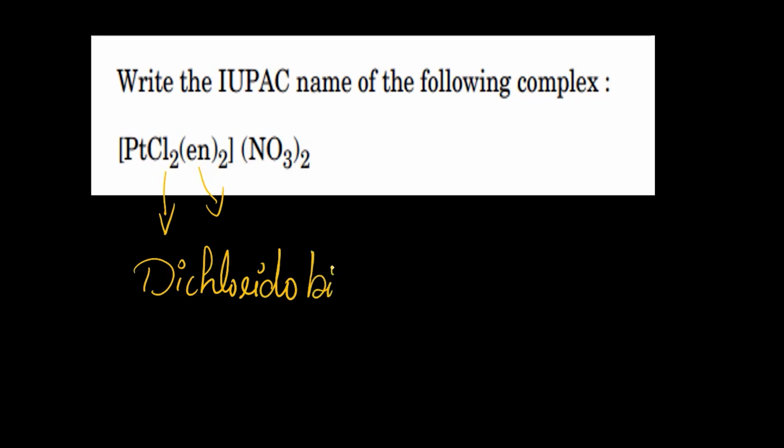So let us analyze what the ligands are here. Cl, and en, that is ethylenediamine. Two chlorine atoms, so we can write dichlorido. Since it is a negative ligand, you have to make it chlorido. Then two en, so in the case of en, you have to make it bis. And what is en's IUPAC name? Ethane-1,2-diamine. Okay, so ligands are over.